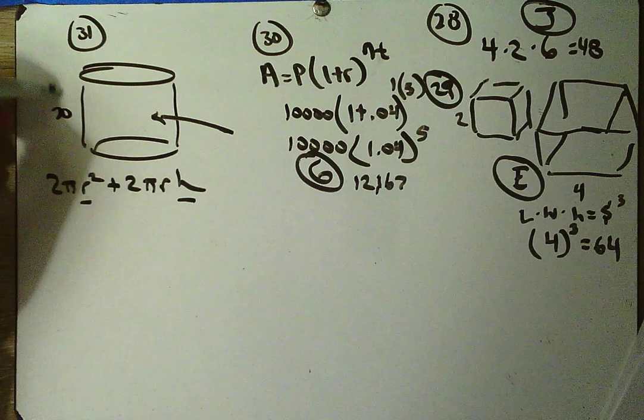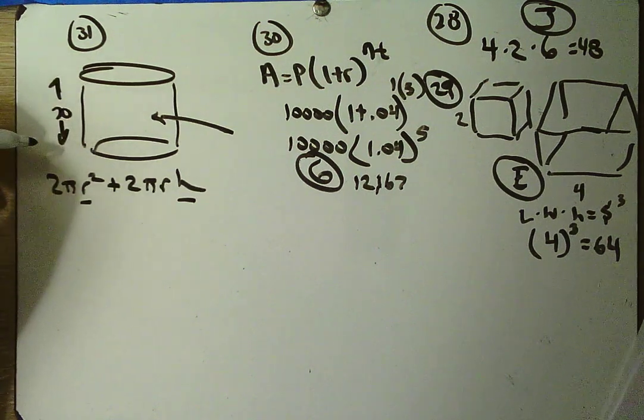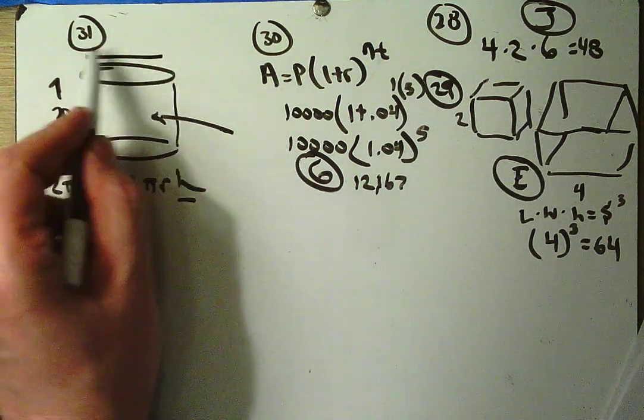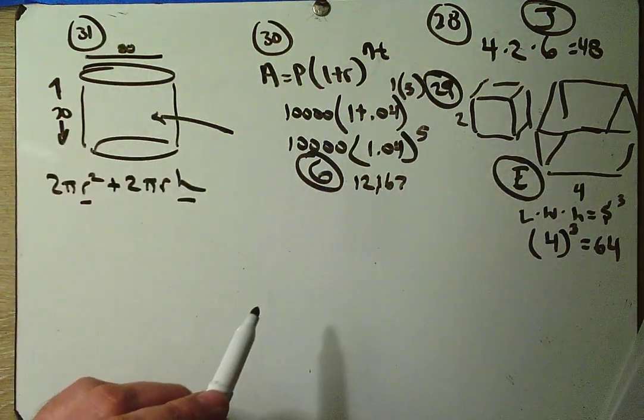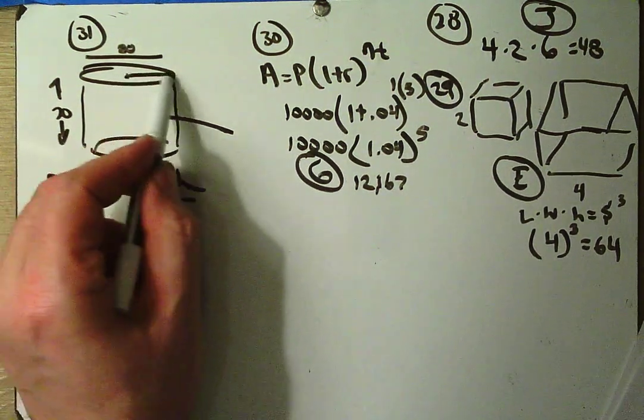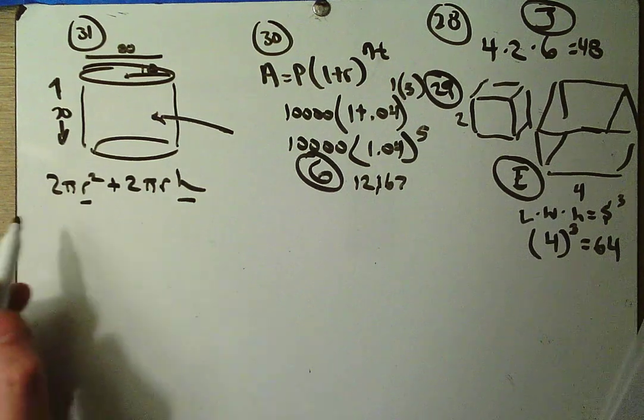Well, the height's pretty easy. That's labeled in the picture. But they don't label the radius. They label the diameter as 20. So we have to notice that and say that the radius is 10.